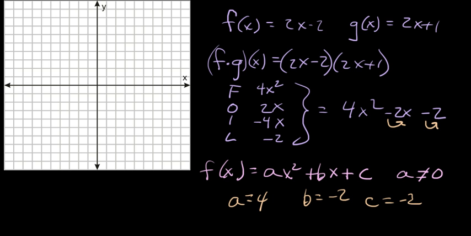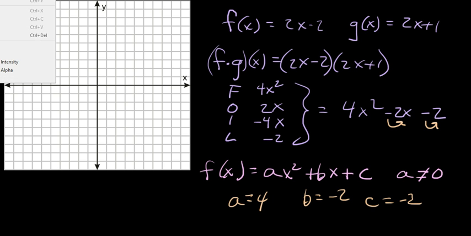So let's try a new one here, and let's say edit clear. I want to show that g represents a quadratic function, and I want to identify a, b, and c. So let's say g of x equals 2x minus 5 times x minus 2. Now, the first thing is, is this a quadratic function? Well, let's multiply it out and see.